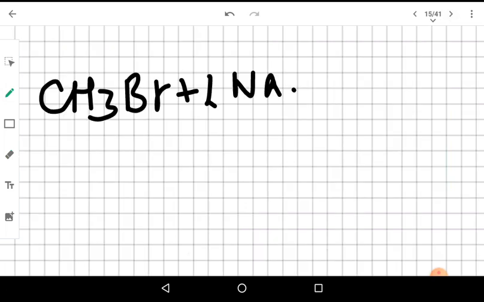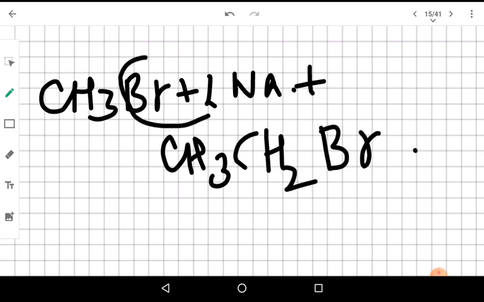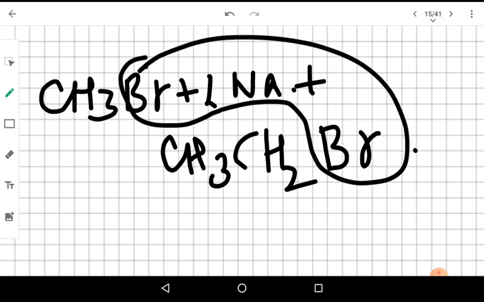So let us take two different alkyl halides now, CH3Br plus 2Na plus CH3CH2Br. Let us remove the NaBr first of all. Now, here we are going to get three major products.